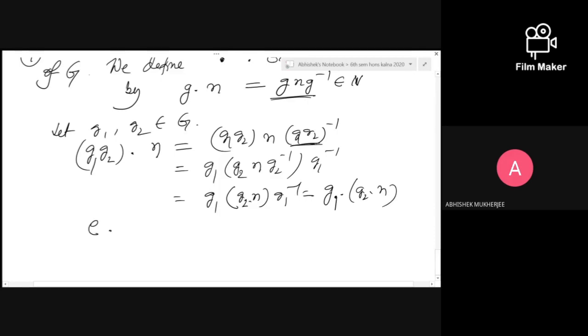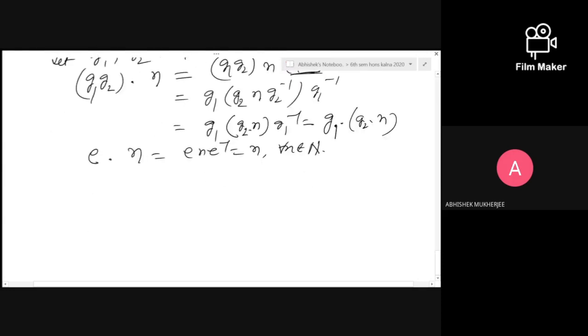Now for the identity, e dot n is e n e inverse, which is n, and this is true for all n belonging to the subgroup N. So hence dot is a left action of G on the normal subgroup N. So this is another example of a left action. Now, during the discussion, we shall consider more examples.